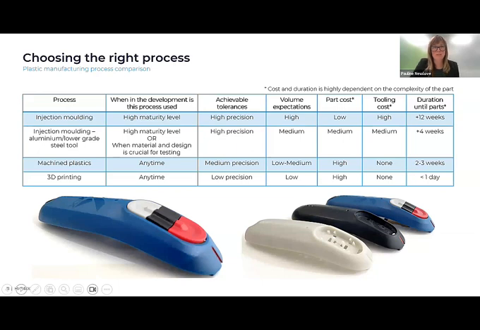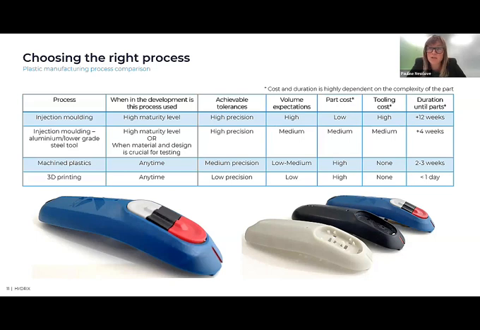Choosing the right process. If we talk about plastics, you've all seen 3D printed, machined plastic, and injection molded parts. I have an example here. This is a product we just put in production, I think last month. This is the top cover of a device. And as you can see, the differences: a 3D printed part, versus the black one, which is the machined plastic part, and the blue one is the final that's injection molded.